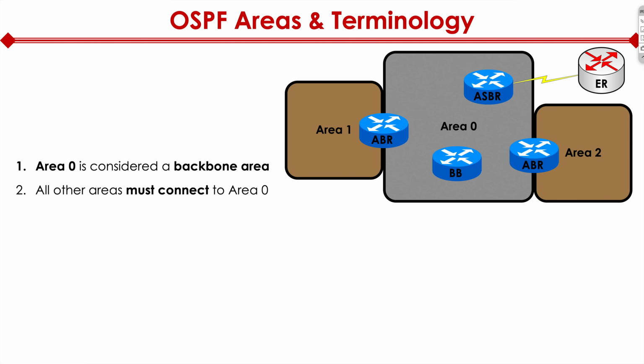And all other areas must connect to Area 0. So let's quickly take a look at this topology we have here. We have a couple of different routers here: an ASBR, ABR, BB, and ABR. I'll explain this terminology in a moment. I'll just explain BB for now. BB stands for backbone router, and the reason it's called a backbone router is because it's only in Area 0. But then we have other routers that have connectivity into other areas, which we'll discuss in a moment. The bottom line is all areas must connect to Area 0.